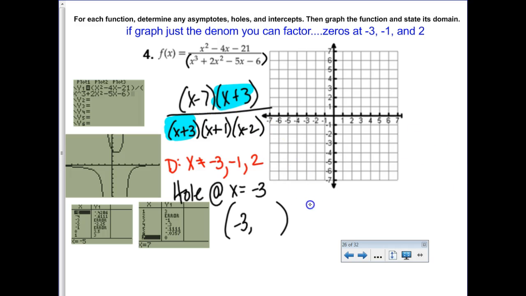Look at what's left here, guys. You have x minus 7 over x plus 1 times x minus 2. So if you plug in -3 into that leftover stuff, you get -3 minus 7 over -3 plus 1 times -3 minus 2. Negative 10 over negative 2 times negative 5, so 10. What does that reduce to? A negative 1. You just found the y value for that hole is negative 1.